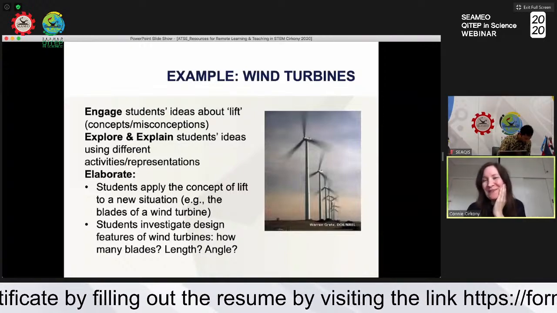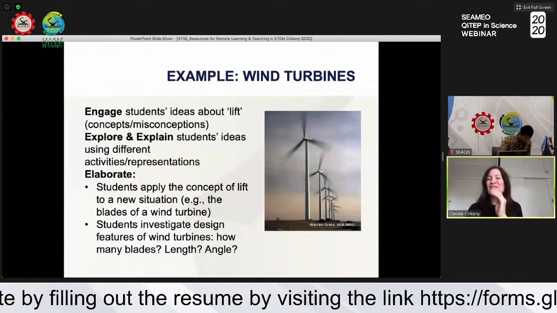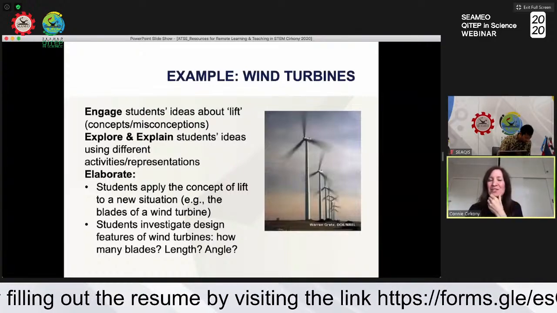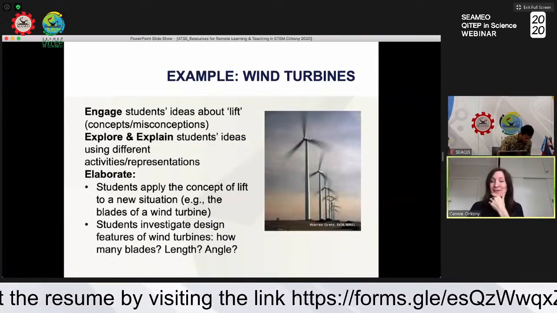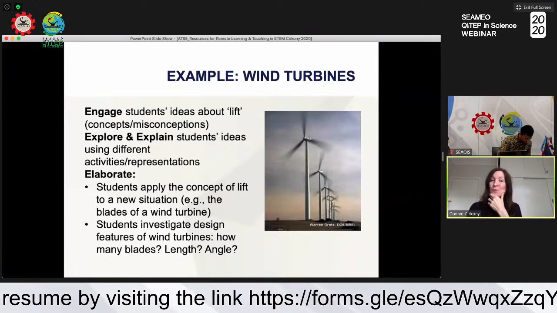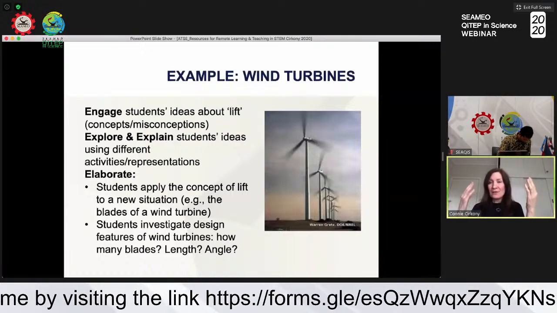We didn't do too many representations, but we did a few representations. We did drawings, we did a demonstration. And now you are ready to do an activity around wind turbines. So you have enough conceptual knowledge.